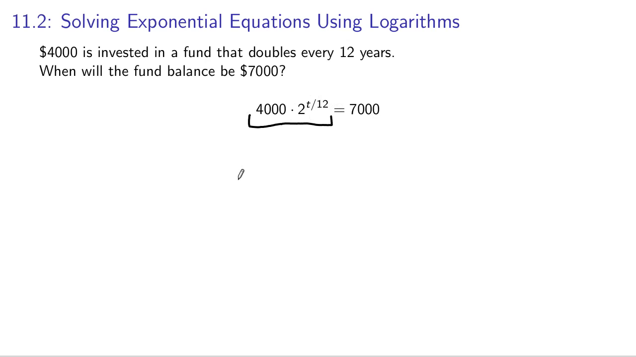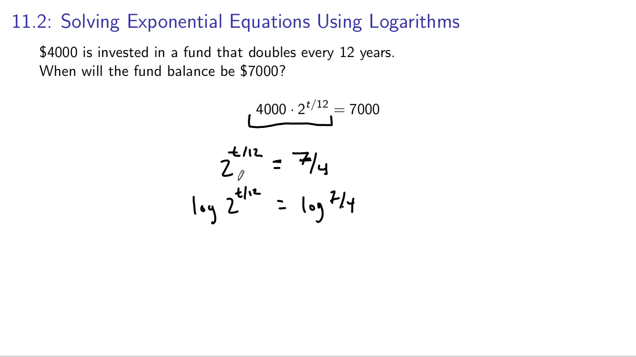t is in the exponent, so we'll need to use our exponential solving techniques by taking the logarithm of both sides. But before we take the logarithm of both sides, let's divide both sides by 4,000. So we get 7/4 on the right, since the thousands cancel. Now taking the logarithm of both sides, we have log of 2 to the t over 12 is the log of 7/4.